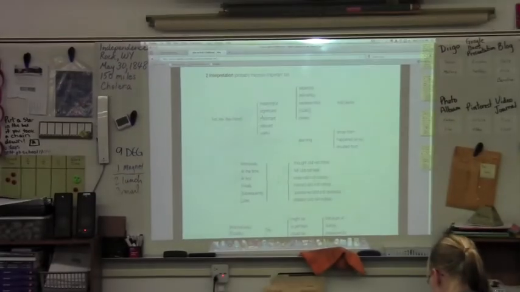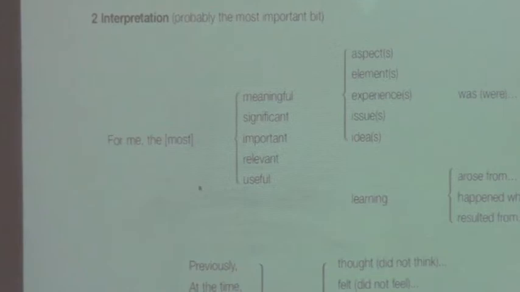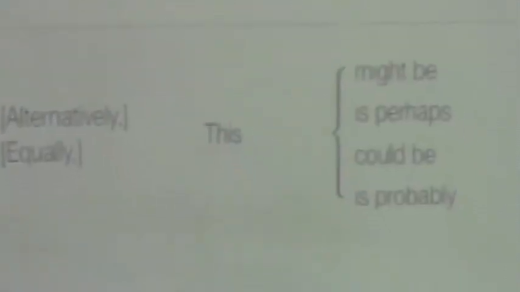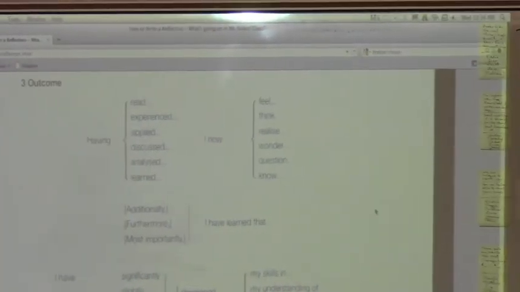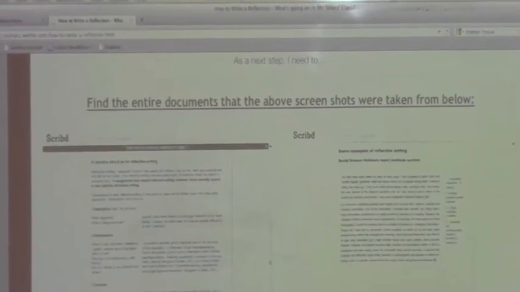Step 2, look at meaningful, significant, important, relevant, useful. Do you see where I stole those words from? I guess I stole the other ones from another one. Step 3, this is like how we describe our learning. And then Step 4, they didn't have a Step 4. I created Step 3 and 4 and kind of separated them out.